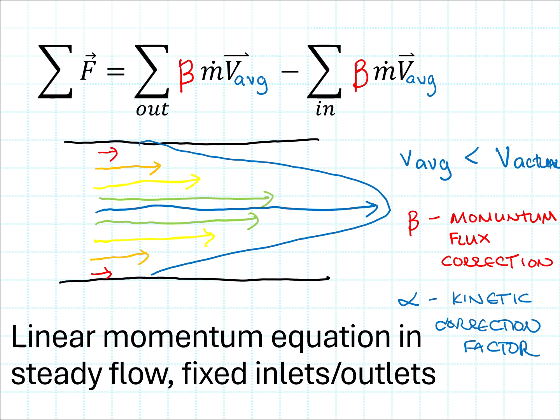So for instance, this momentum flux correction factor, when the flow is fully developed and laminar, is going to max out at about 1.3. And if you're working with a fully turbulent flow, I suggest using a value for beta around 1.01 to 1.04. Whereas the kinetic correction factor can be as high as 2 in fully developed laminar flows. And we've been using a value of about 1.05 for fully developed turbulent flows.